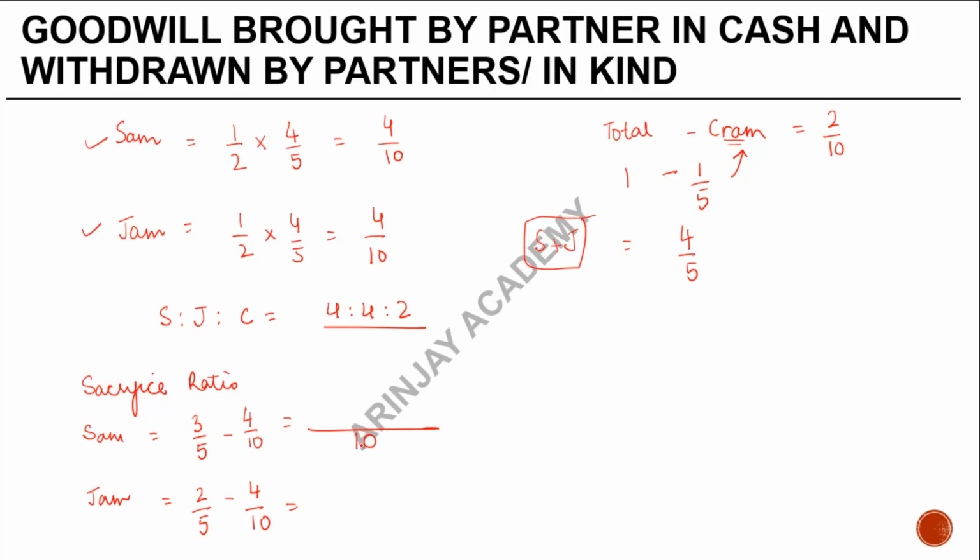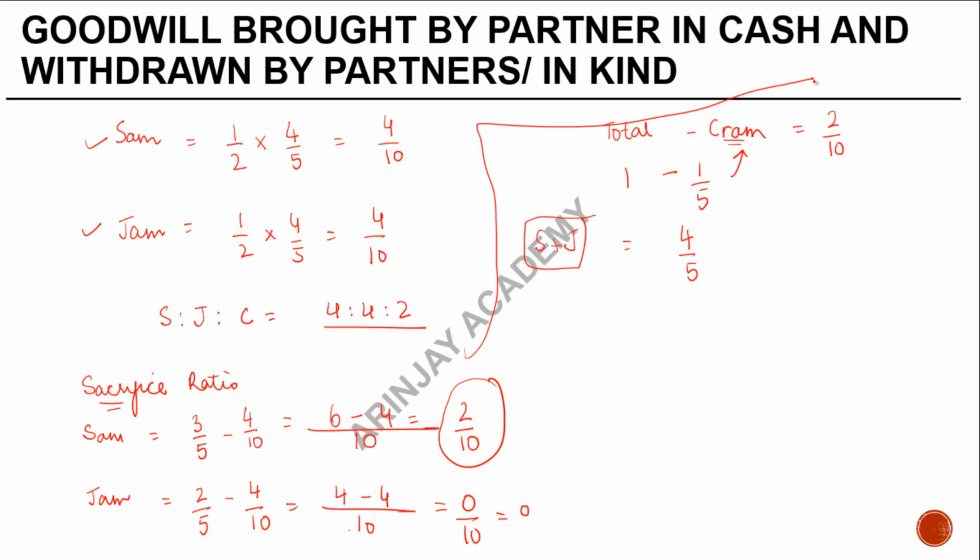Take the LCM, 10. 10 divided by 5, 2 times 3 gives you 6, minus 4, 2 by 10 for Sam. Jam, how much did he lose? 10 divided by 5, 2 times 2 gives you 4, minus 4, 0 by 10, or 0. Which means that the only person who sacrificed is Sam. He's given 2/10 of his share, and incidentally, that's the same share which Cram also got. So the entire money which is brought for goodwill has to go to Sam.